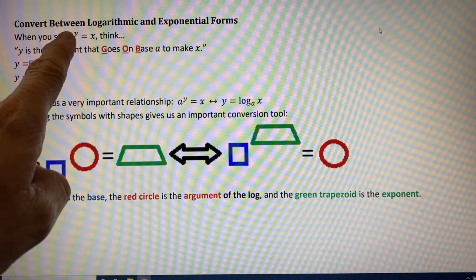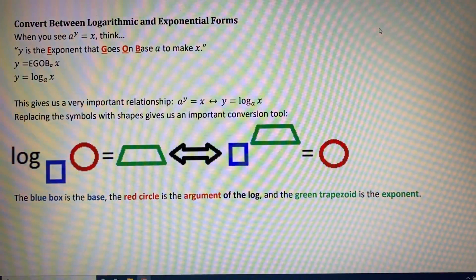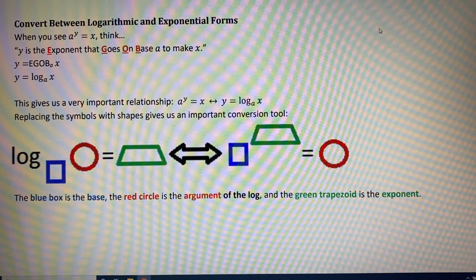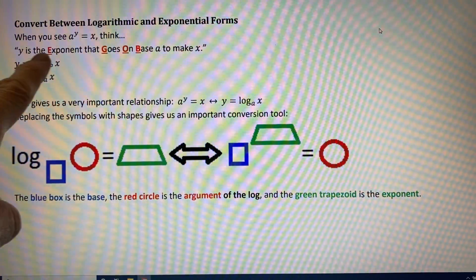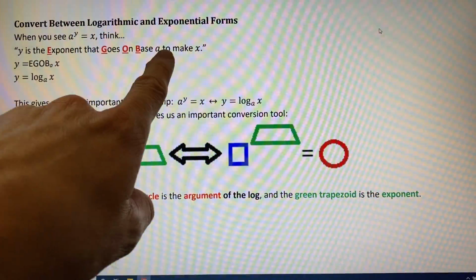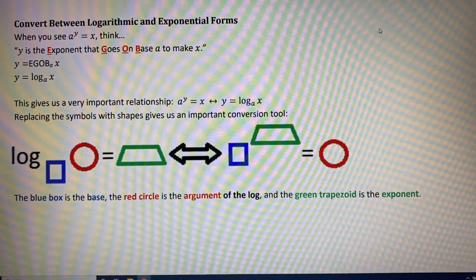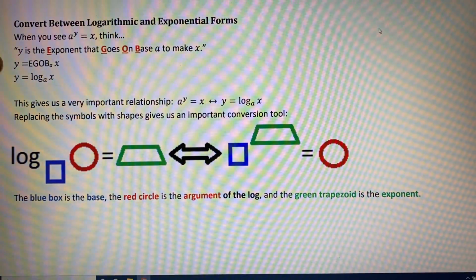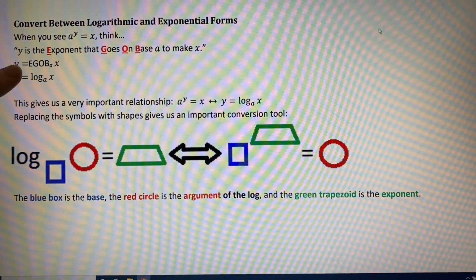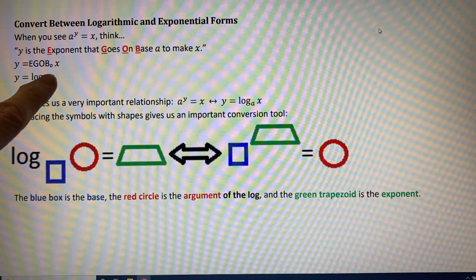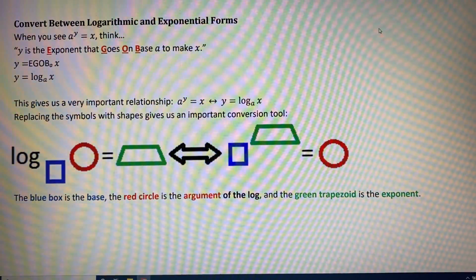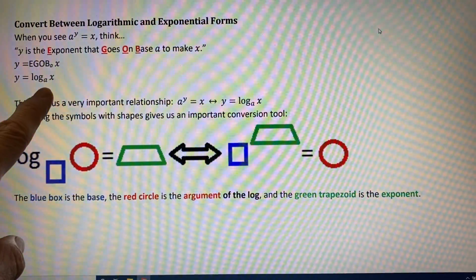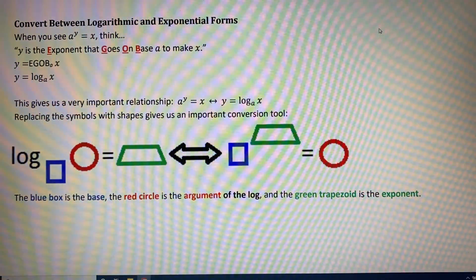When you see a to the y equals x, think, what's the exponent? And then write a sentence. Y is the exponent that goes on base a to make x. Notice the EGOB built into that sentence. So we can write this symbolically as y equals EGOB a x. Then we remember EGOB is the same as log, and we can write y equals log base a of x.